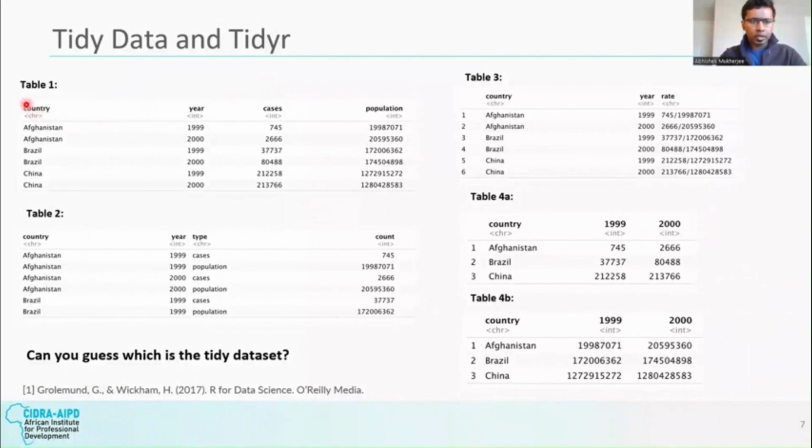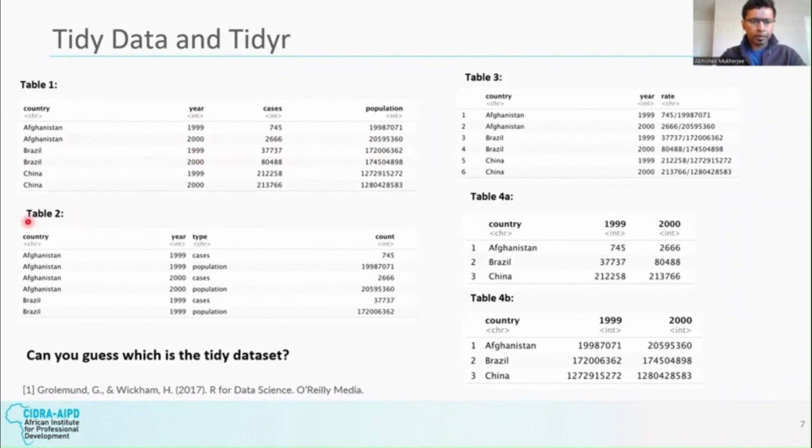As you can see in table one here, the way we can interpret this data frame is that if we look at the first row, we can see that for country Afghanistan for the year 1999, the number of cases were 745, and it also had a particular population value for that year. Similarly, if we look at the third row in table one, we can see for country Brazil in the year 1999, there were approximately 37,000 cases, and it also had a corresponding population value for that year.